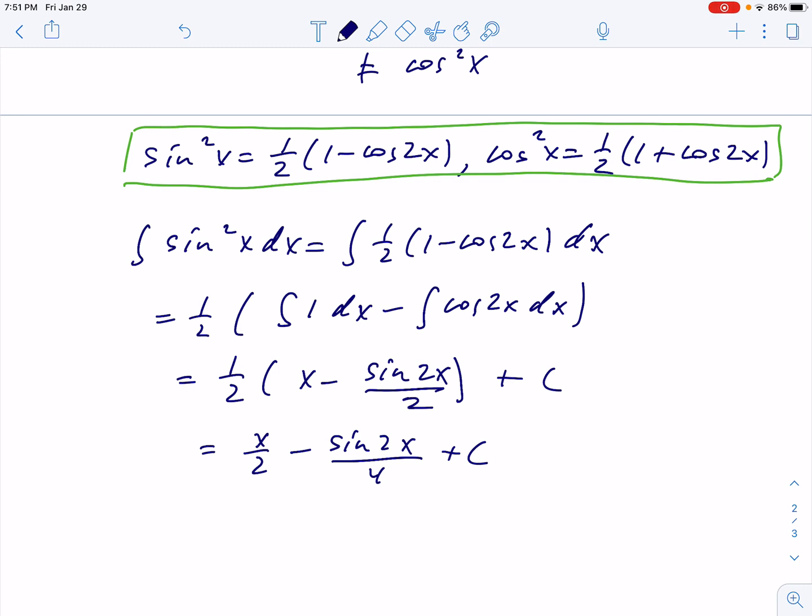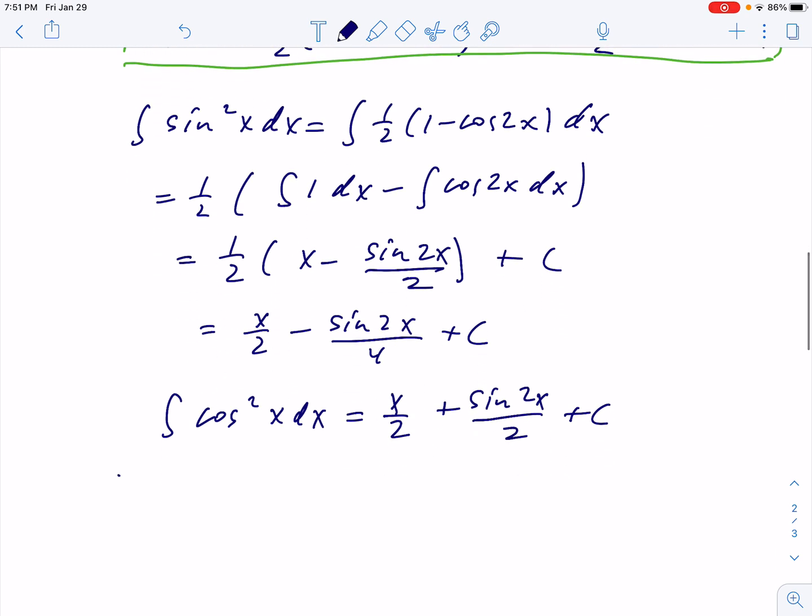Absolutely the same way we integrate cosine squared. Because the formula is very similar, I can write the answer immediately. You see, in the first formula we have minus, in the second plus, so the difference will be just in one sign. We have x over 2 plus sine 2x over 4 plus c. And that's it. That's how we do sine squared and cosine squared.